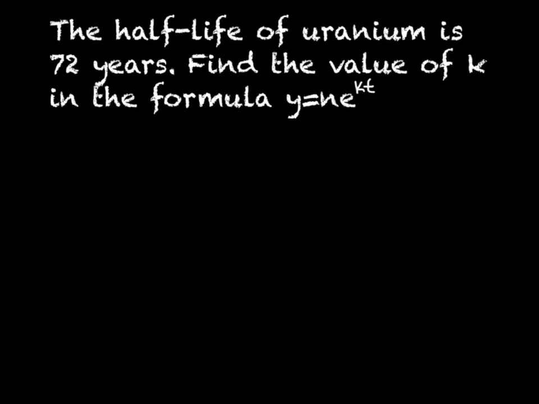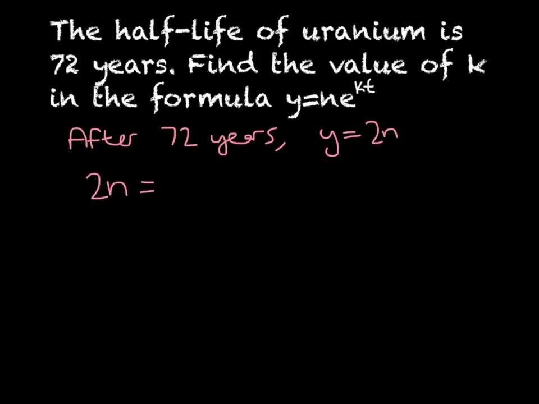The half-life of uranium is 72 years. Find the value of k in the formula y equals n times e to the kt. So we know that if n is the initial value, after 72 years, y equals 2n. So we can plug this in to our equation. 2n equals n e to the 72k.